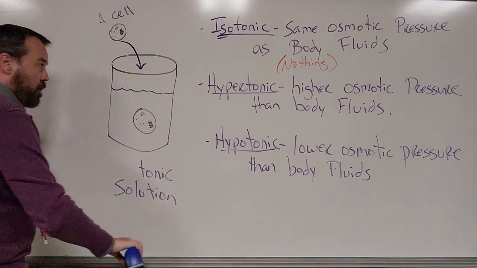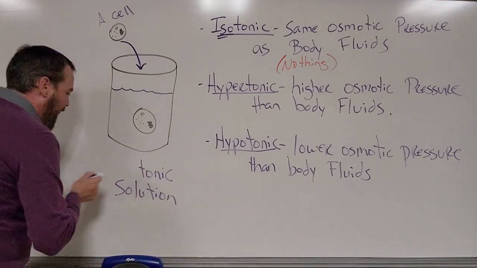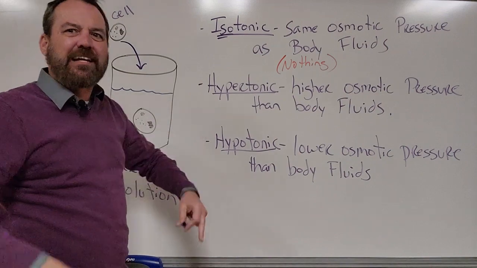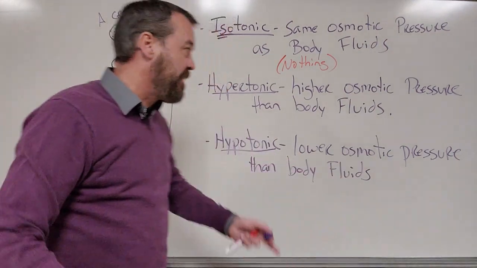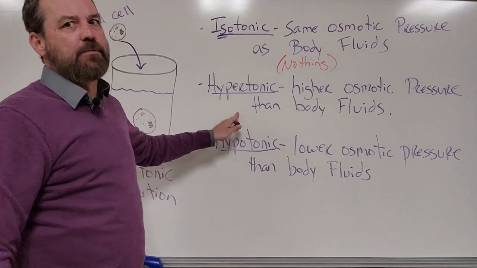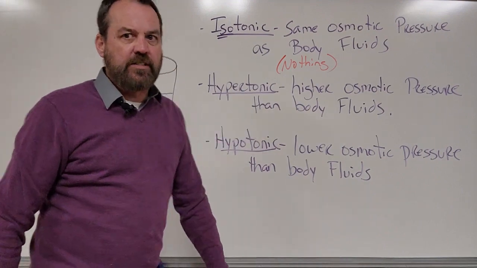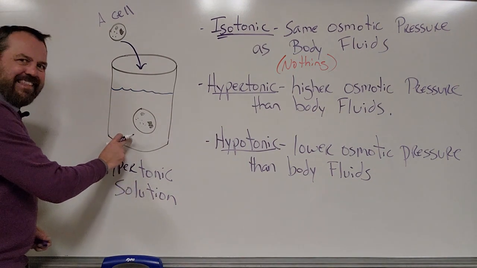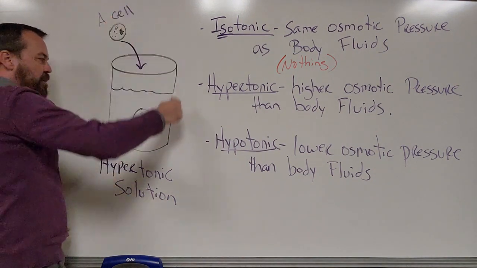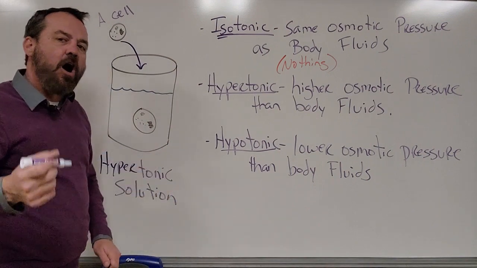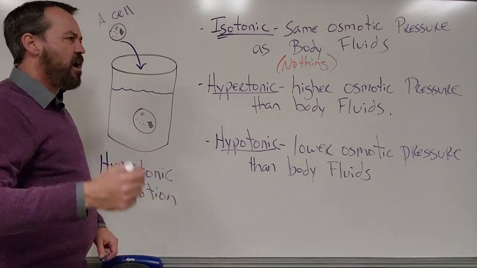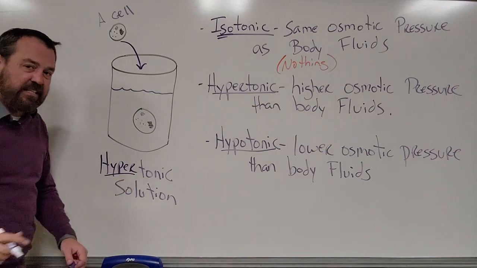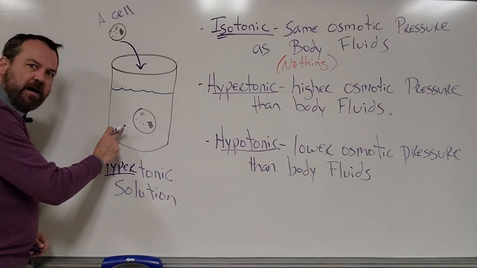Next up, we have a hypertonic solution. With a hypertonic solution, we are going to have higher osmotic pressure. That's what hyper means, higher. Think of hyperactive, high energy. Hypertonic is higher osmotic pressure than our body fluids. So if the solution here is hypertonic, then it has the higher osmotic pressure. We put a cell in there. We just said water always moves towards the region of higher osmotic pressure. Well, that's the solution. As soon as I see hypertonic, I know this is the higher osmotic pressure.